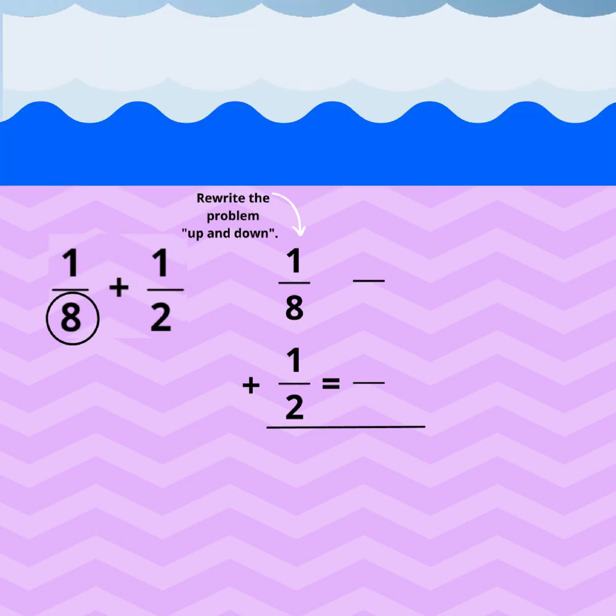Since you are using one of the denominators, you only have to change one fraction. You cut the halves up into eighths. Now you can add or subtract them because they are cut into equal parts. 1/8 plus 4/8 equals 5/8. It's that easy.